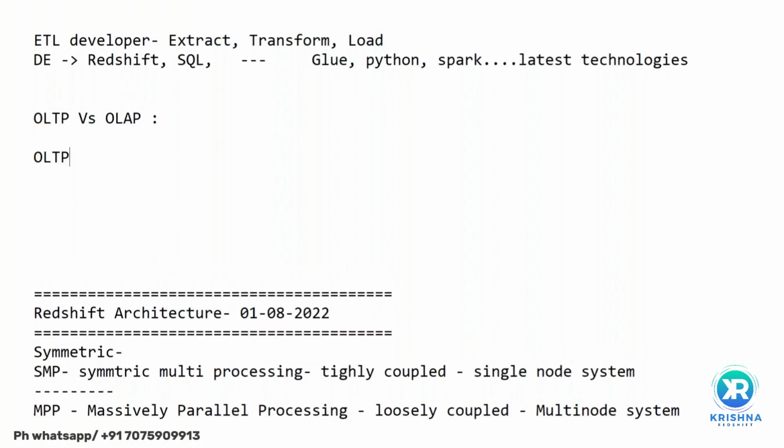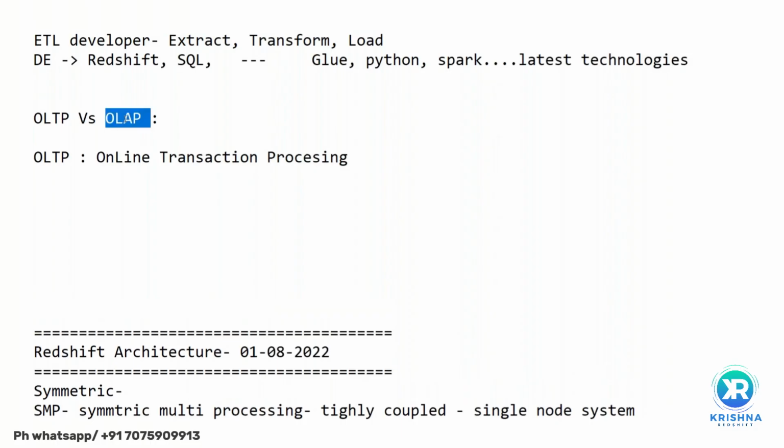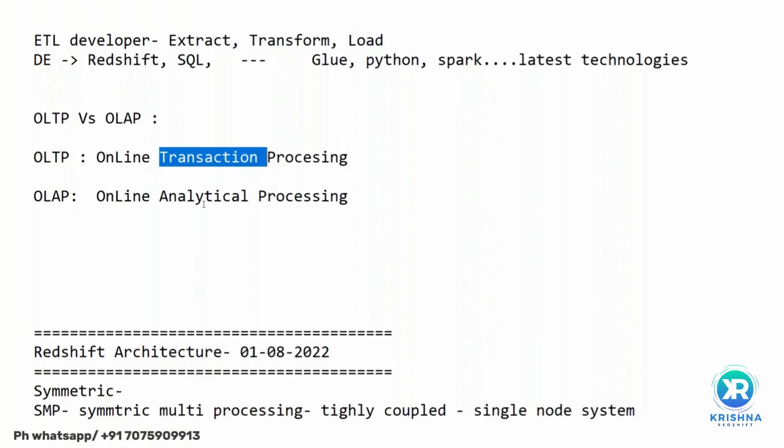Okay, so OLTP means online transaction processing. We should not tell acronyms or abbreviations wrong, then we will give a wrong impression. They will think that we don't know. So OLAP means online analytical processing. So one is online transaction processing, and OLAP is for online analytical processing.